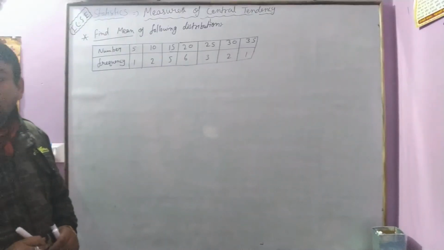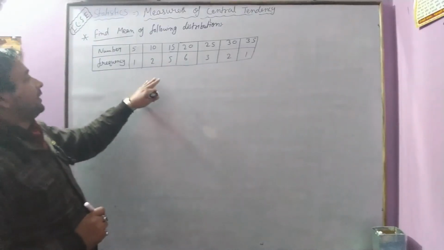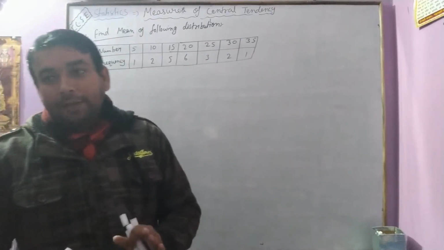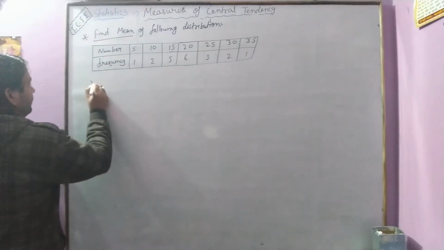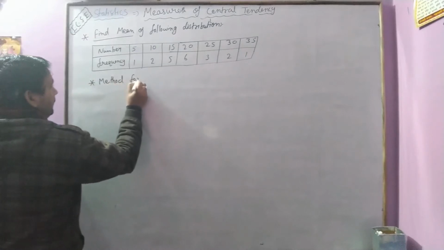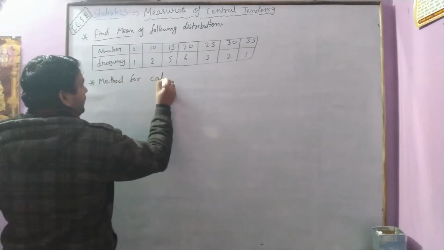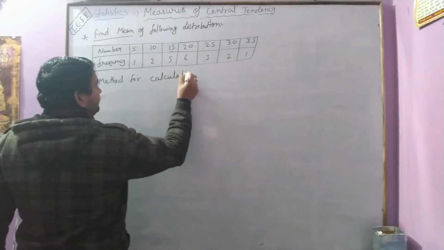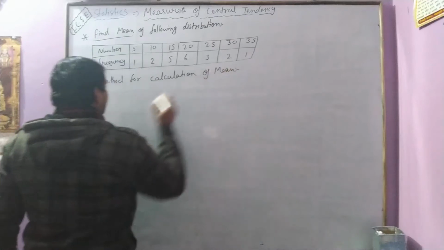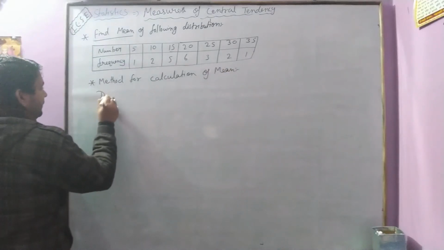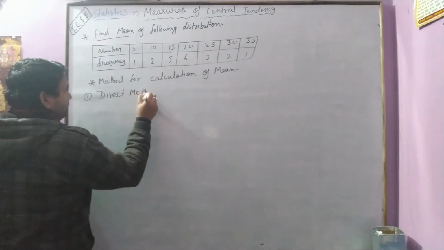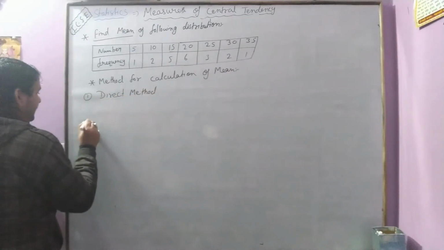Okay students, 19.5. आज हम सीखेंगे how to calculate the mean by using the direct and indirect method. Method for calculation of mean. Okay, we have two methods. One is direct method and second is indirect method.